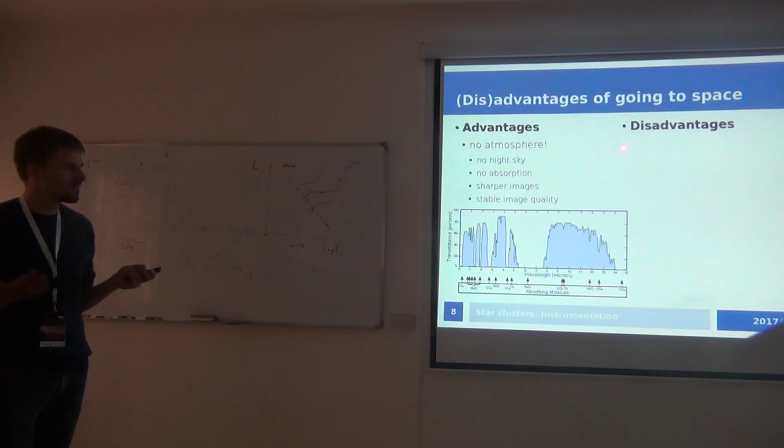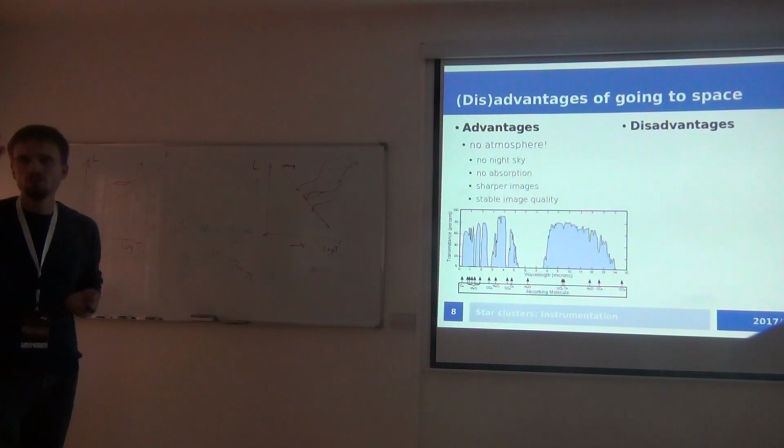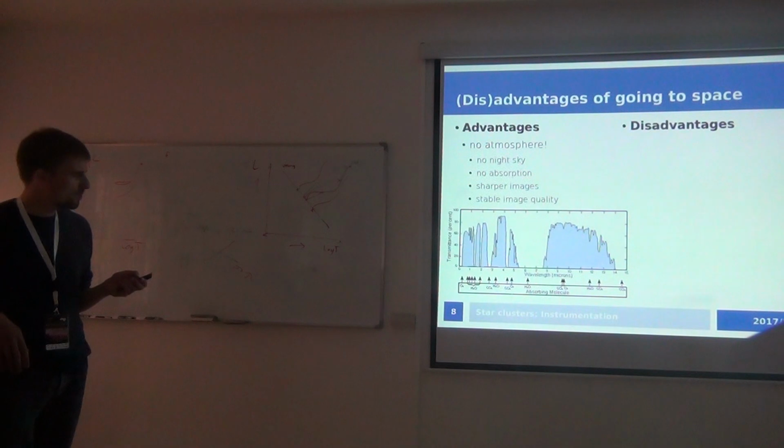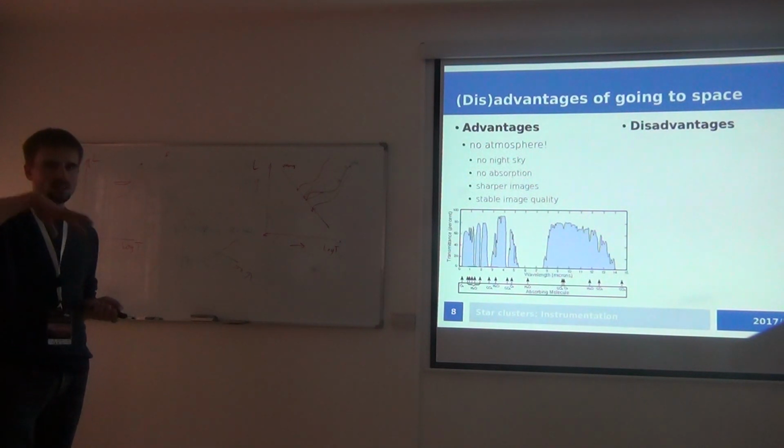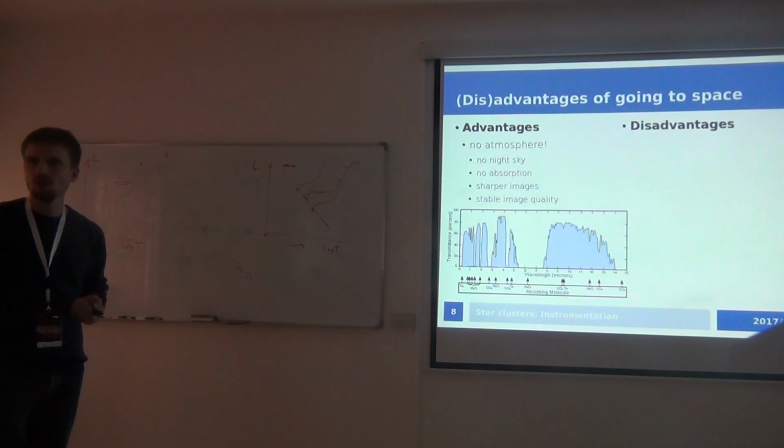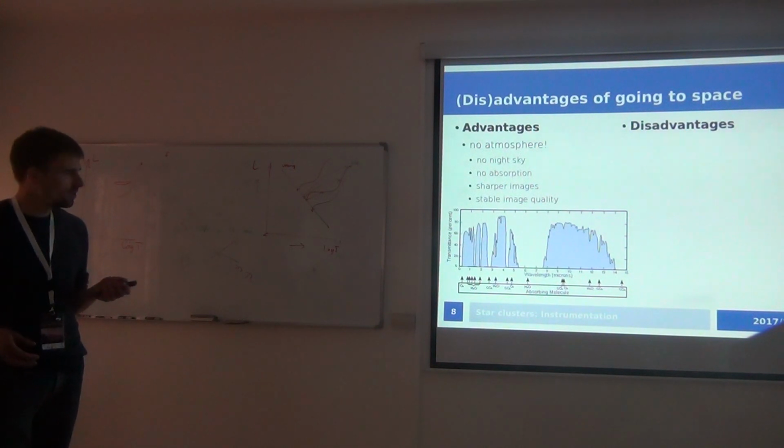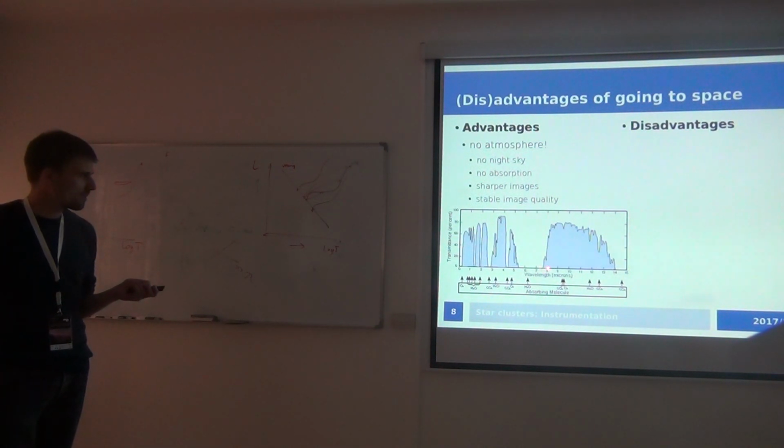So the advantage of space is clearly that we have no atmosphere. For instance, we have no night sky, so we don't have any nearby or faraway cities that pollute our light. We have no absorption; the atmosphere of the Earth is opaque at a lot of wavelengths. And we're just lucky that in the visible part of the spectrum that you see here, at about 0.5 micrometers, the atmosphere is transmissive.